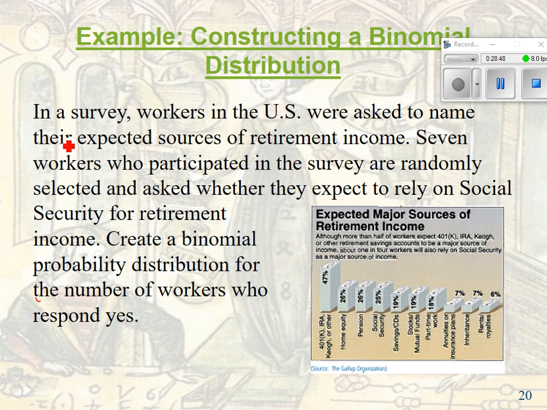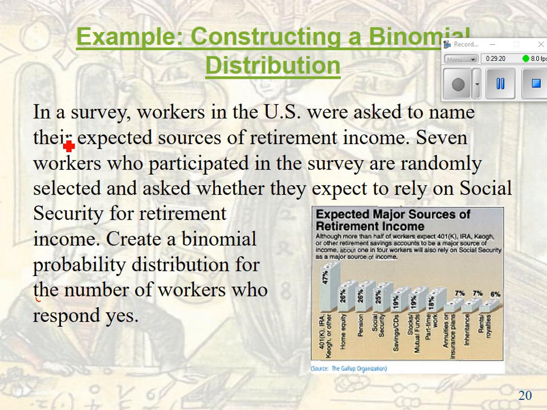So look in there. Does anybody see Social Security? Yeah, 25. So what's our P? 0.25. What's our Q? 0.75. What's our N? How many are we asking? 7. And we don't want our X, we want them all. We want 0, 1, 2, 3, 4, 5, 6, 7.